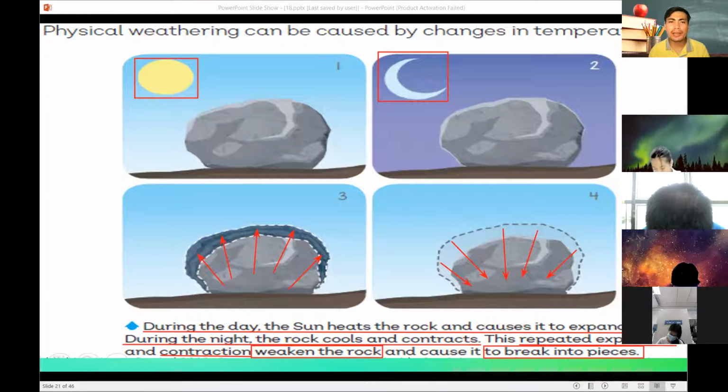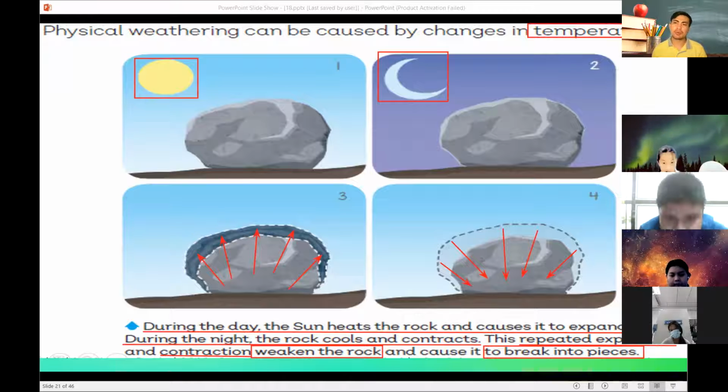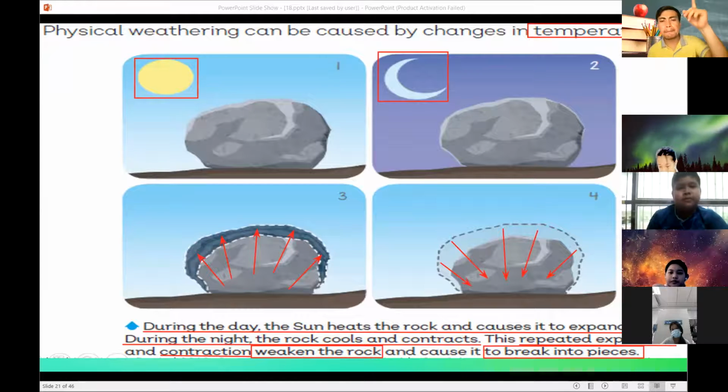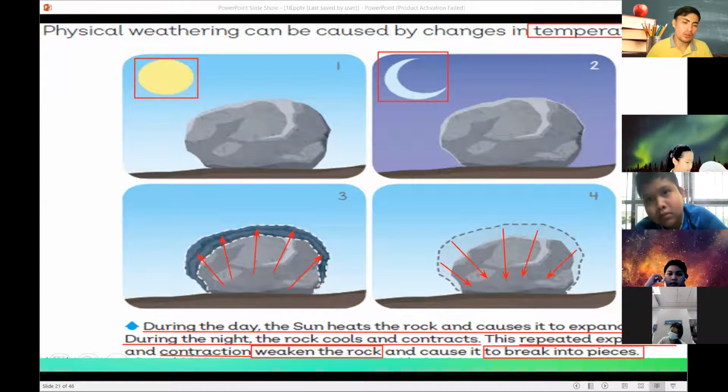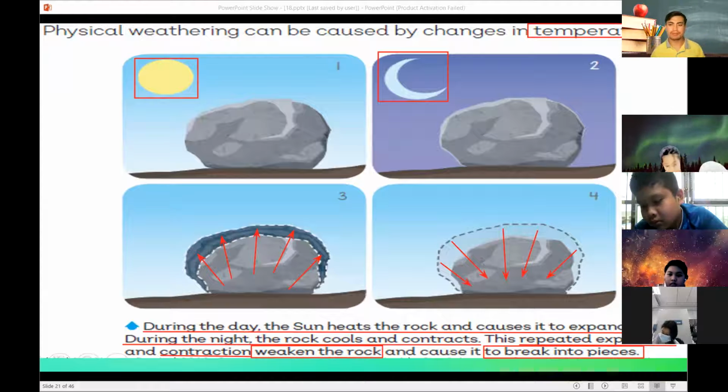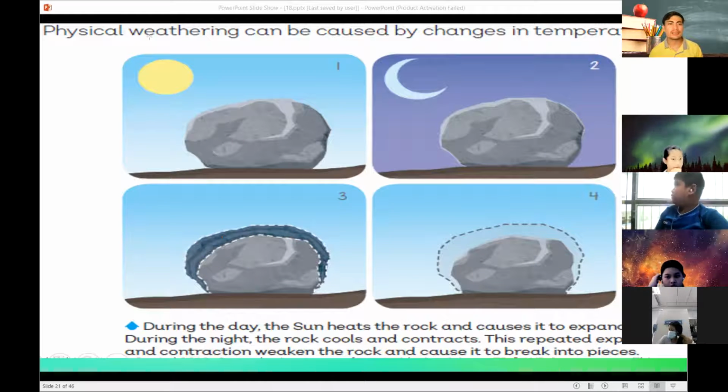So the number one reason stipulated in your book is temperature. When the temperature rises, the rock expands. When the temperature starts to go down, the rock cools down and it will contract also. So do you have any question with this? Do you have any question before we proceed to the next slide?